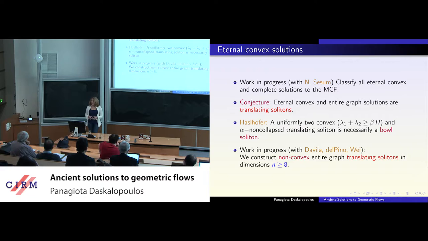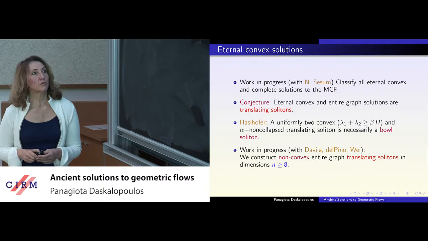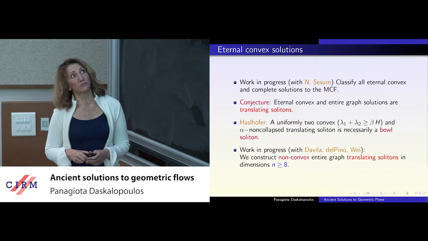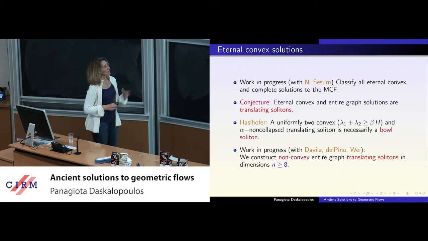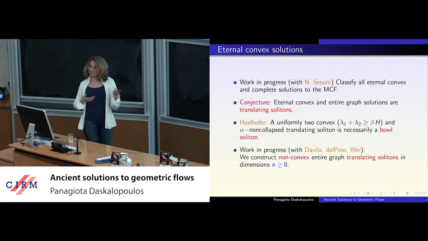And this work of Haslhofer, of course, uses the non-collapsing condition and uses the convexity condition. And in a work in progress jointly with Manuel, Juan Davila and Wei, we construct non-convex translating solitons in dimension bigger than or equal to 8. And of course, you can imagine that these are related to the corresponding minimal surface examples.